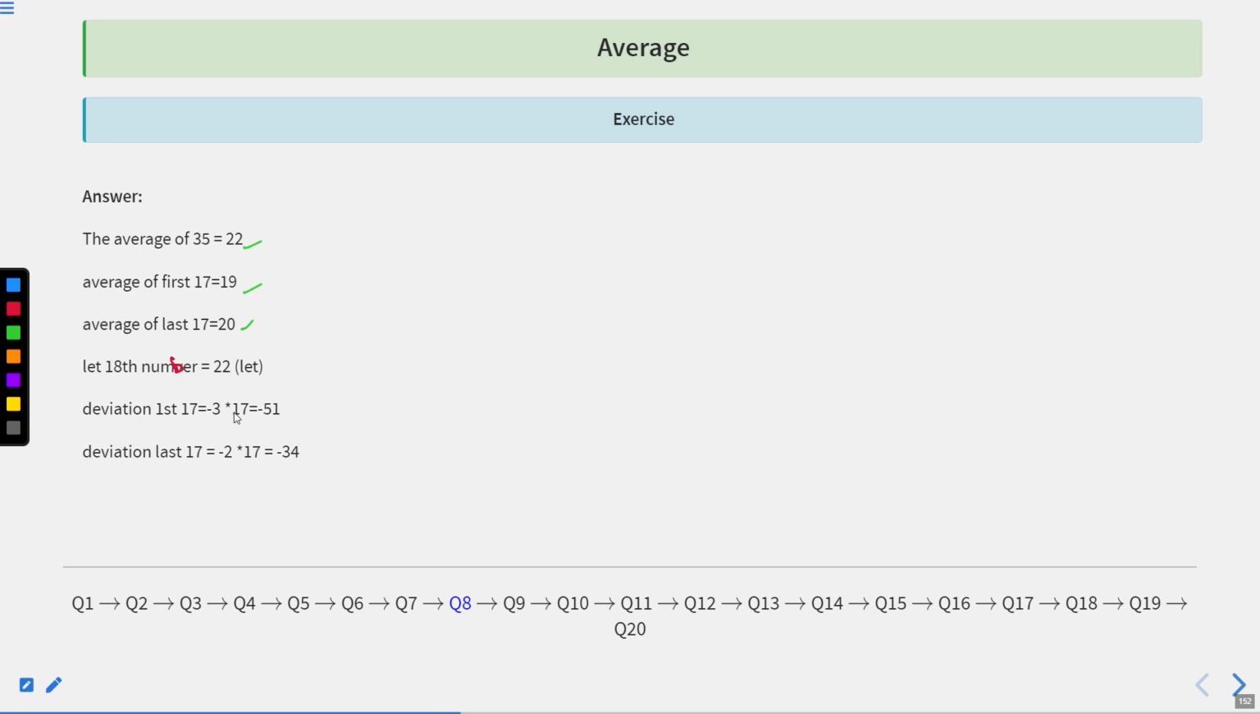The deviation of the first 17 is minus 3 times 17, equal to minus 51, and the deviation of the last 17 is minus 2 times 17, equal to minus 34. So the total will be minus 51 plus minus 34, equal to minus 85. The net deviation should be 0, correct? That we have already discussed in the concept part. So the 18th number will be 22 plus 85 equal to 107. The correct answer here is option A, 107.